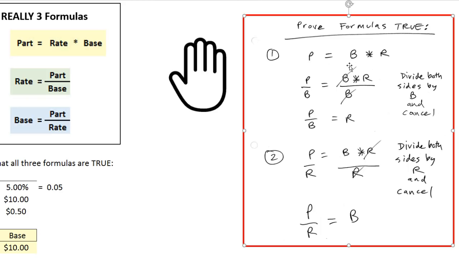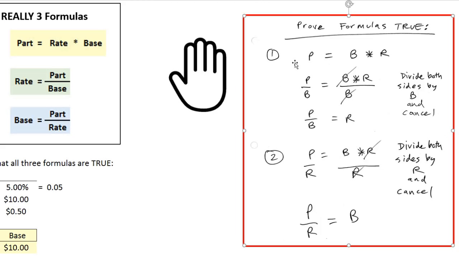If I divide both sides of the equation by b, notice just like we were canceling prime factors, well, there's a b in the numerator and denominator, so we cancel both of them and we're left with r. And then because we had to do b on both sides, look at that. On the other side, we're left with part divided by base. So rate equals part divided by base, just like is written right here.